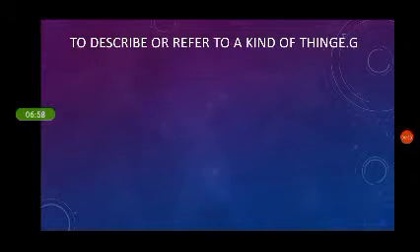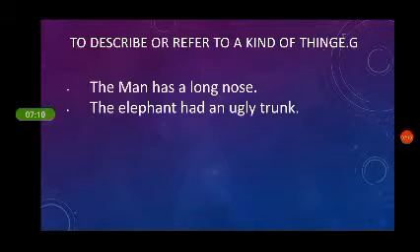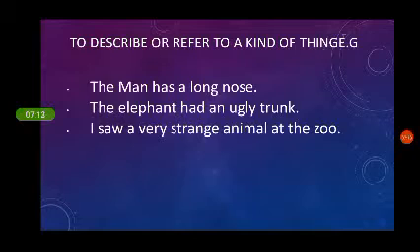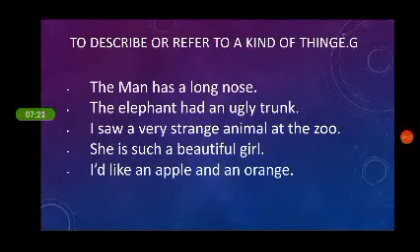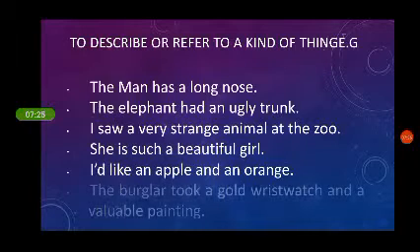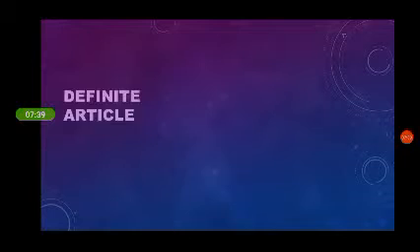We also use a or an to describe or refer to a kind of thing, for example, the man has a long nose. The elephant had an ugly trunk. I saw a very strange animal at the zoo. She is such a beautiful girl. I would like an apple and an orange. The burglar took a gold wristwatch and a valuable painting, etc. Okay, so that's all about indefinite articles.